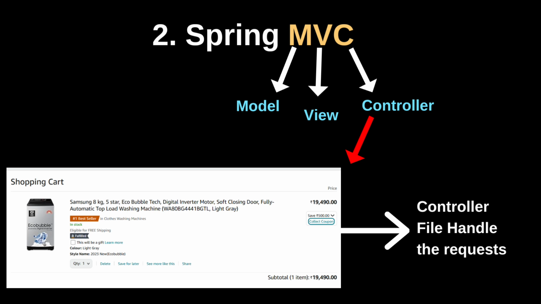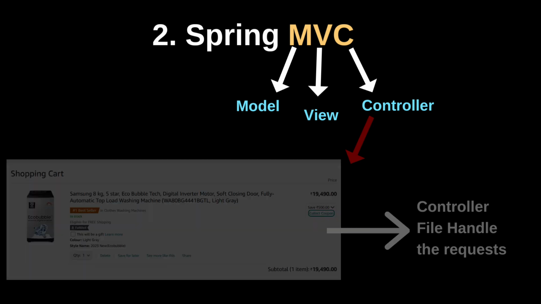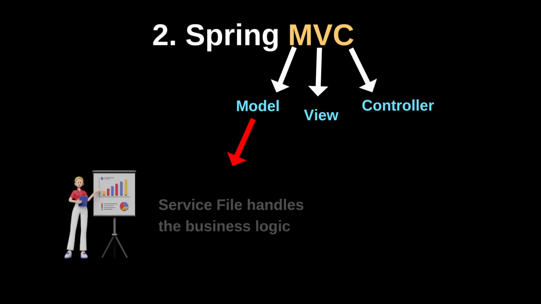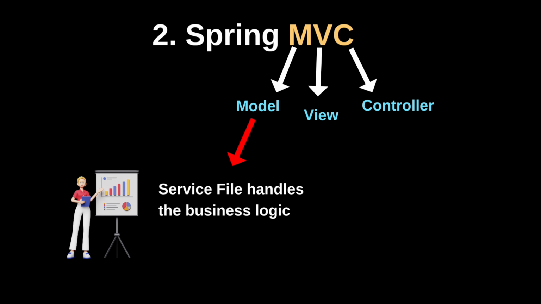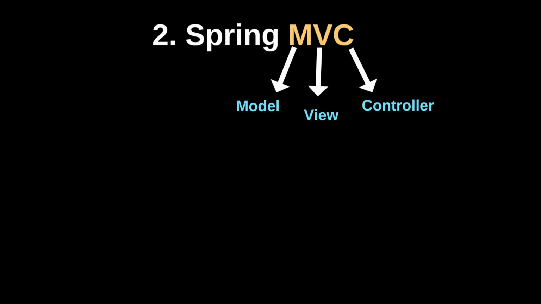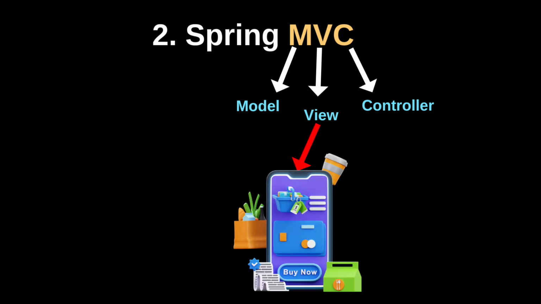The key features of Spring MVC: Controller handles incoming web requests. Model represents the data passed between the controller and view. Then view, the user interface, typically HTML or JSP pages. In essence, Spring MVC helps you build web applications where the presentation layer, the front end, is managed efficiently.